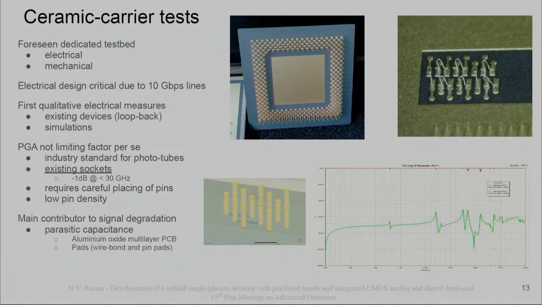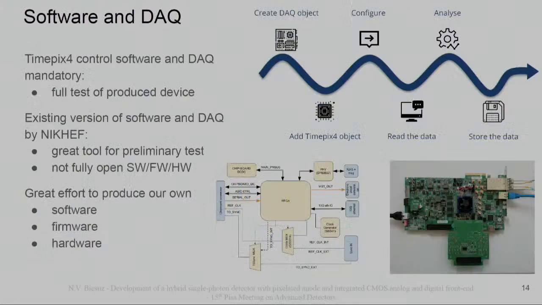What is interesting from an electrical point of view is that the real limiting factor is the ceramic itself, not the PGA pin. Typically, you expect the pins to have a bad S parameter, so this is the transmitted signal, but it is not really that bad. What really is the limiting factor is the ceramic and the parasitic capacitance of the aluminum oxide.